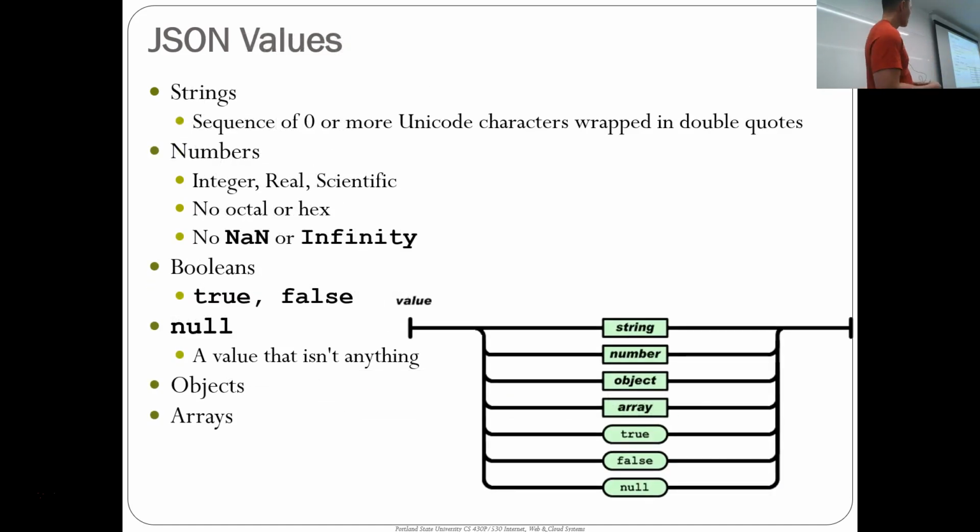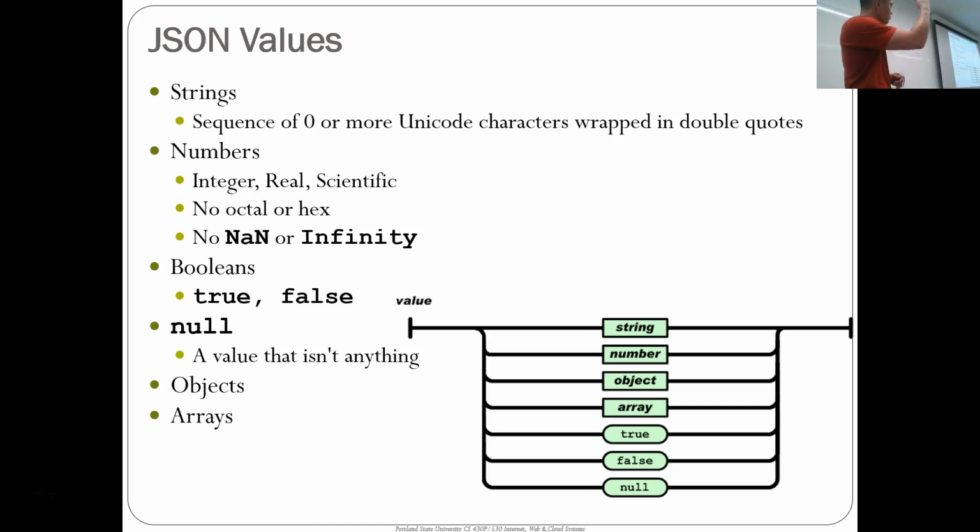These are what JSON values are. So they are strings, which is a sequence of 0 or more Unicode characters wrapped in double quotes. They're numbers, either integer or floating points. There's no octal, there's no hex, there's no not a number, there's no infinity. It could be a Boolean, which is true or false. It could be a null value, that is spelled out null. And then it could also be another object, so it's recursive. You can have a JSON object as a JSON value. And then arrays of objects are also considered JSON values.